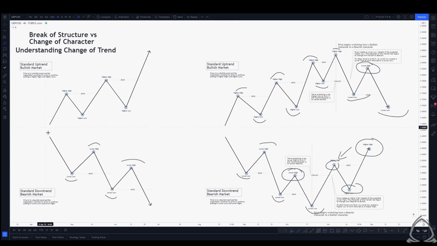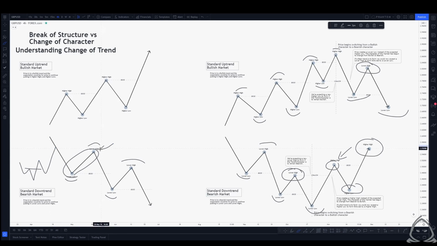So for example, if a 4-hour is putting in a series of lower lows and lower highs, what we would see on a 15-minute in this area, when we form the lower low and start to create the lower high, generally speaking, is the 15-minute having to switch from bearish to bullish. That change would be called a change of character. And once we create another higher high, we have now confirmed a bull trend on the 15-minute.